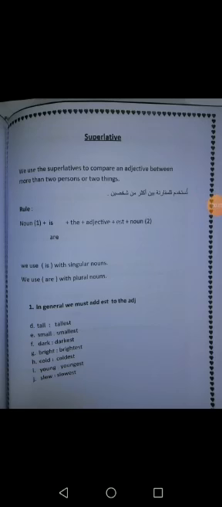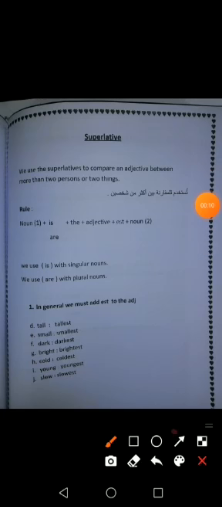Okay, students, so what is the difference between comparative and superlative? We use superlative to compare an adjective between more than two persons or two things. In the comparative, we compare between two persons or two things, but in the superlative, we compare between more than two persons or two things.